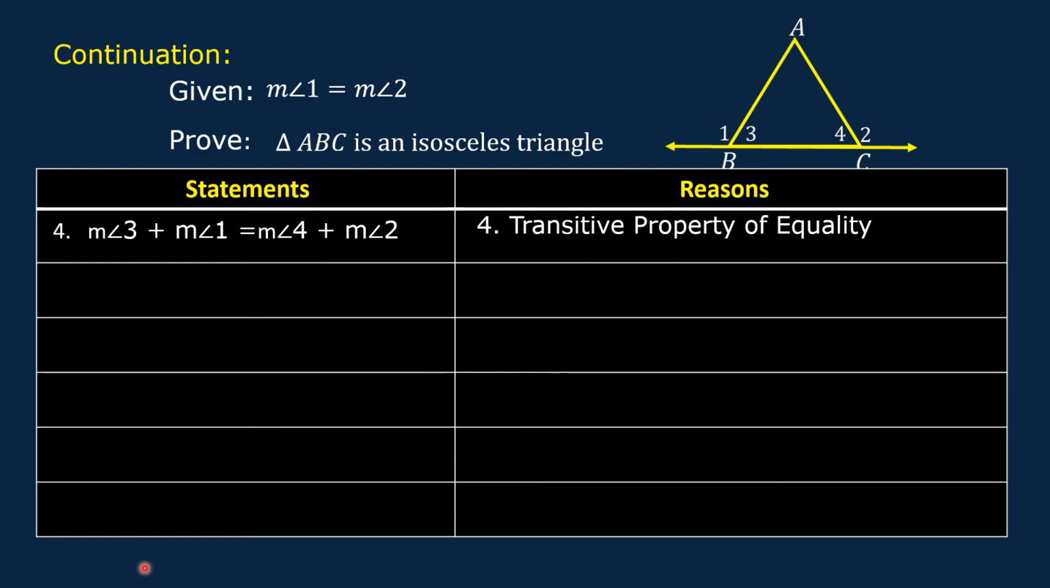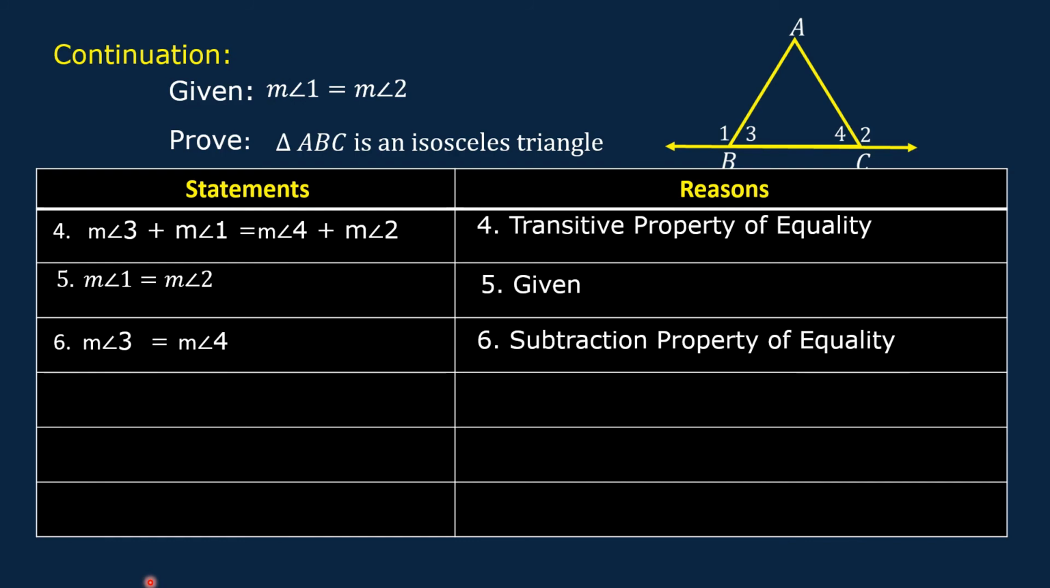For statement number 5, we have the measure of angle 1 is equal to the measure of angle 2. This is given, so our reason is given. If we are going to subtract the equation in statement number 5 from the equation in statement number 4, we will get the next statement. So for our statement number 6, we have the measure of angle 3 is equal to the measure of angle 4. The reason, subtraction property of equality.